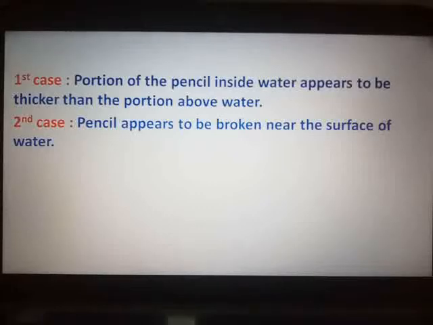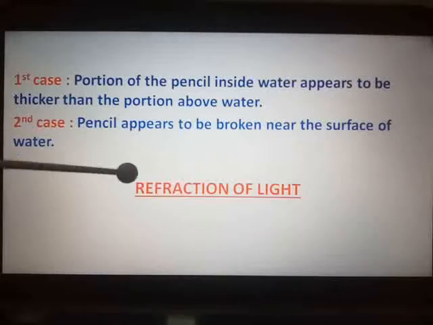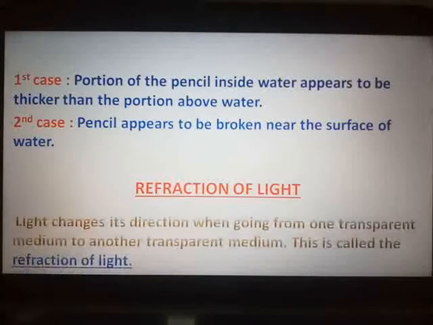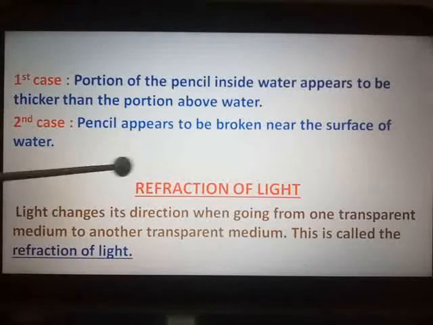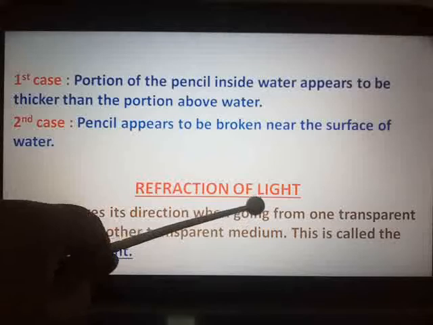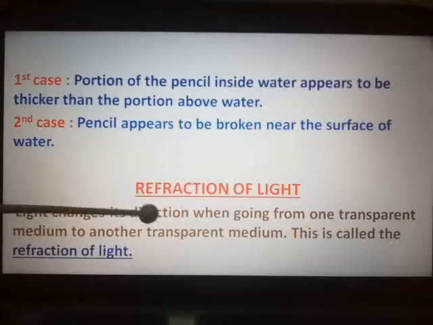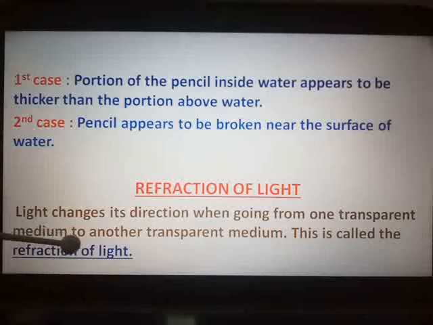Now the second question is what phenomenon is it related to? It is related to refraction of light. So you will get the second mark over here. And define the phenomenon, which means the definition of refraction of light. Light changes its direction while going from one transparent medium to another transparent medium. This is called refraction of light. Here the word transparent is very important. If the word transparent is not there, you are going to donate half a mark from the definition to the board. And if you don't want to donate marks, then you should follow the small tricks and tips which I tell you at every moment.